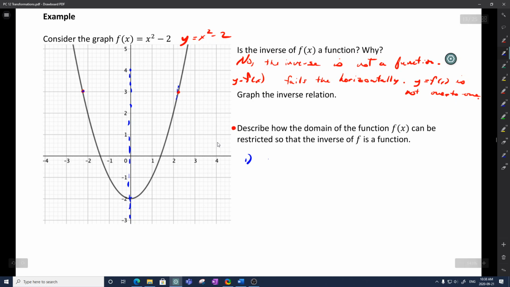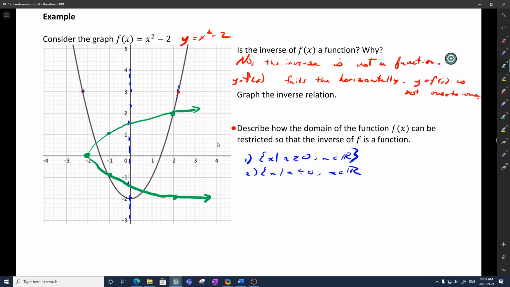I'm going to say we are going to restrict the domain. Now I'm going to use set notation where x is greater than or equal to 0, where x is an element of the reals. So easiest thing to do with parabolas in this instance is go through the vertex. The other is x such that x is less than or equal to 0, where x is an element of the reals. So press pause, and I would like you to graph the inverse relation. There we are. I've graphed the inverse relation.